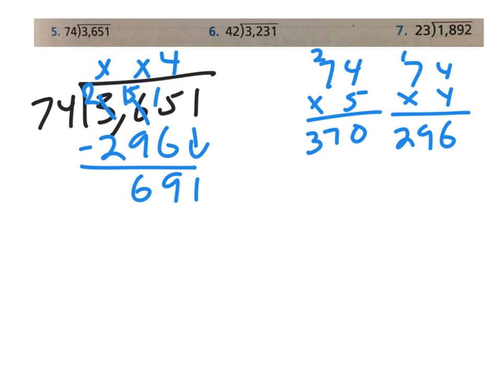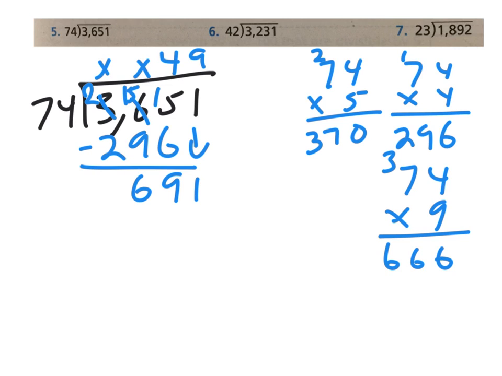74 times 10 we know is 740. So I'm going to try 74 times 9, because I know it's going to be close to that. 9 times 4 is 36. 9 times 7 is 63. 64, 65, 66. 666 definitely works. So that's times 9. 666. Subtract, got to borrow. 11 minus 6 is 5. 8 minus 6 is 2. And I have a remainder. 25.